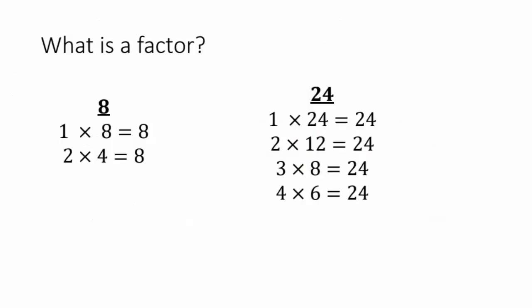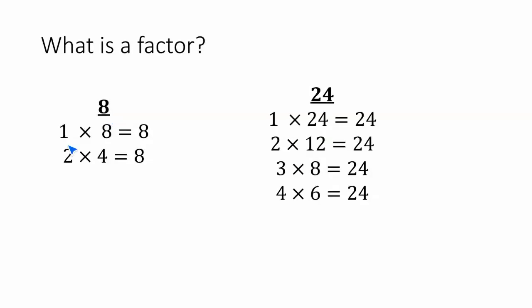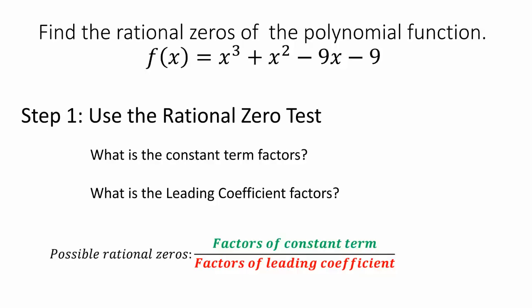Okay, so let's review what a factor is. If I have the number 8, the factors of 8 are all the numbers that you can multiply to give you an 8. So 1, 8, 2, and 4, these are all factors because if I multiply them, I get the number 8. If we look at 24, the factors of 24 are 1 times 24, 2 times 12, 3 times 8, and 4 times 6. Okay, so those are the factors. And so let's go ahead and practice.